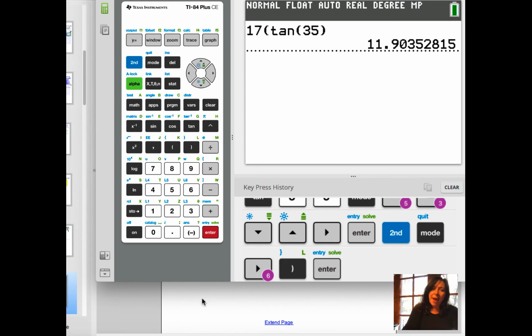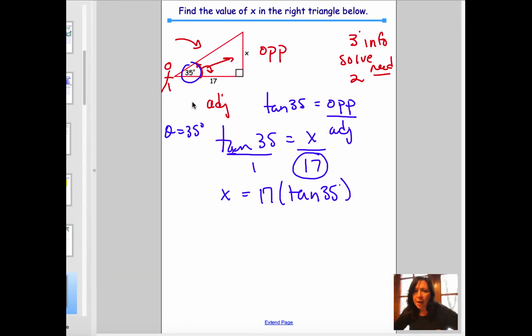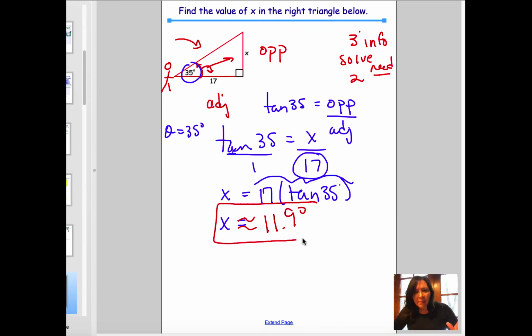I'm going to go back to my equation here, and x is equal to whatever we just found on the calculator, which is 11.9 degrees, since I rounded off. You're going to box this up, and you're done with that value. That's the value of x. Better yet, put that in the solution set. All right, moving on.